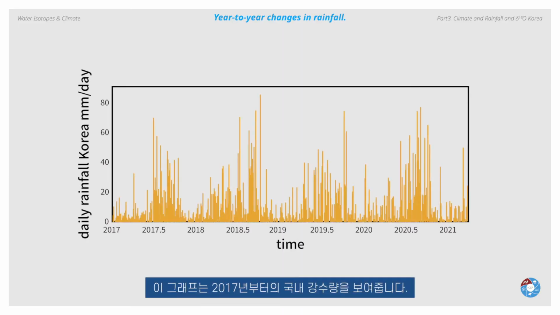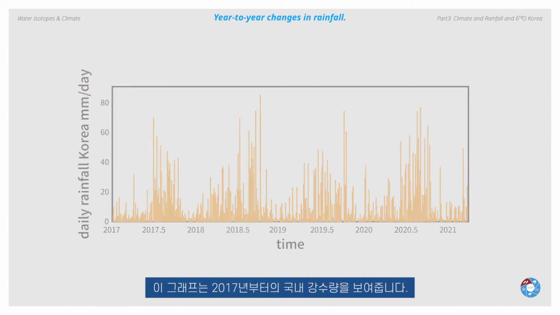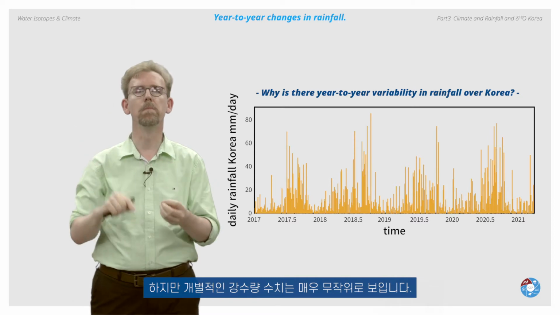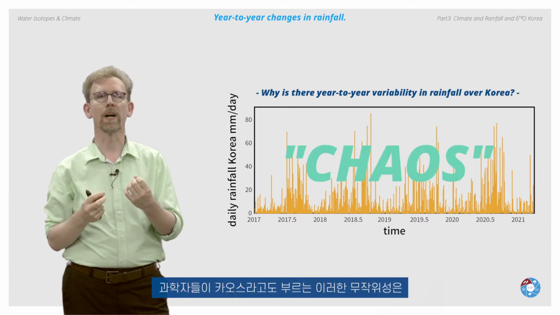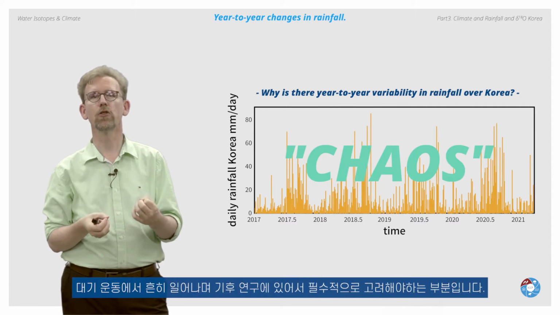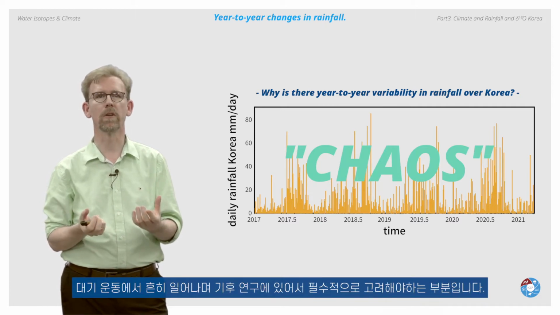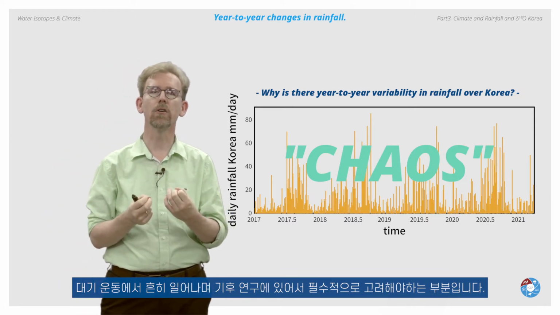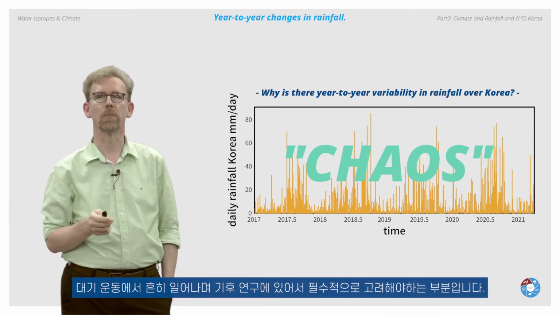This figure shows rainfall in Korea since 2017. But the individual rainfall events look quite random. And this randomness, or scientists refer to it more as chaos, is very typical for atmospheric motion, and it is an essential part that we need to consider when we study climate.